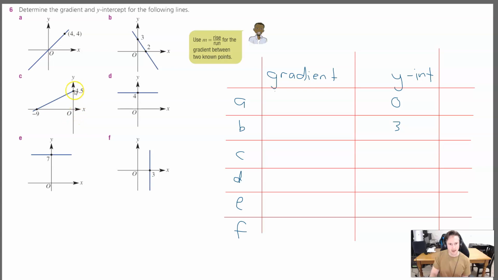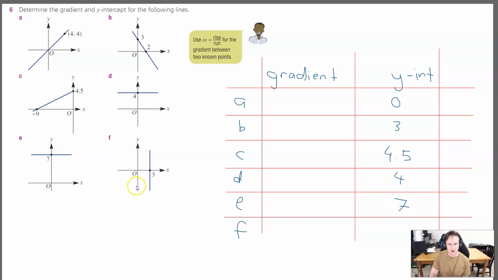This one, it cuts through at 4.5 and it's got it marked there, 4.5. So it's going to be 4.5. Or you can say 4.5, but we'll just leave it because it's using a decimal. So we'll just leave it there. This one, it's cutting through here, which is y equals 4. This one, it's cutting through at y equals 7.